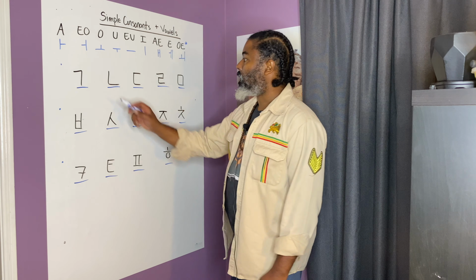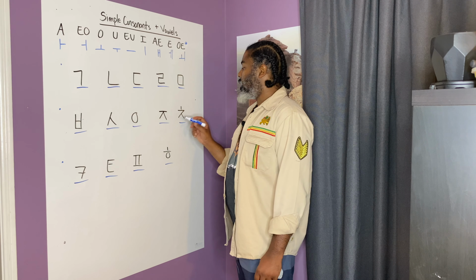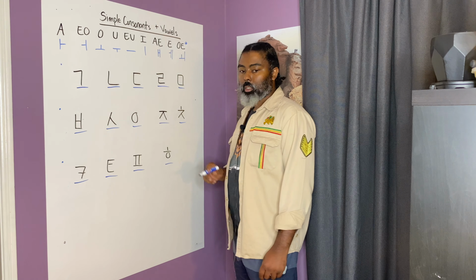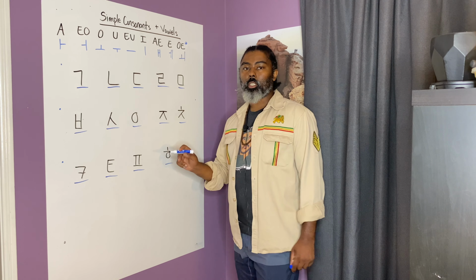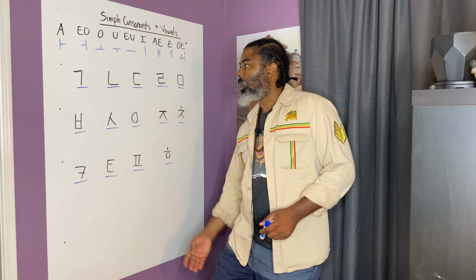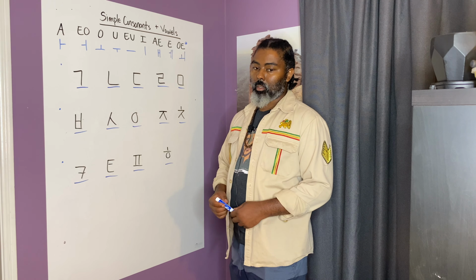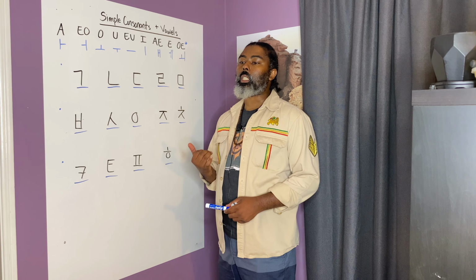Okay. So g, n, d, r, m, b, s, j, ch, k, t, p, h. G, n, d, r, m, b, s, j, ch, k, t, p, h. Randy? Gu, nu. No. It's not goo. It's g. G.